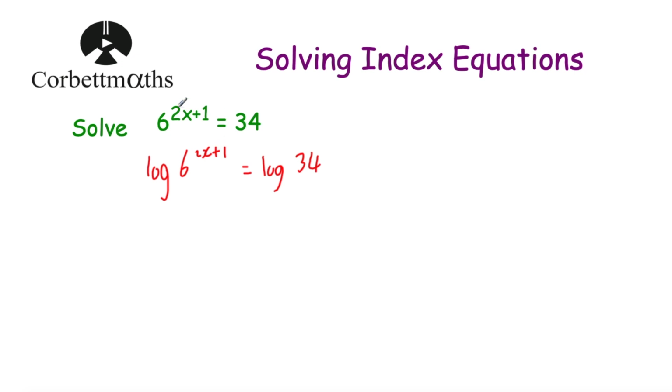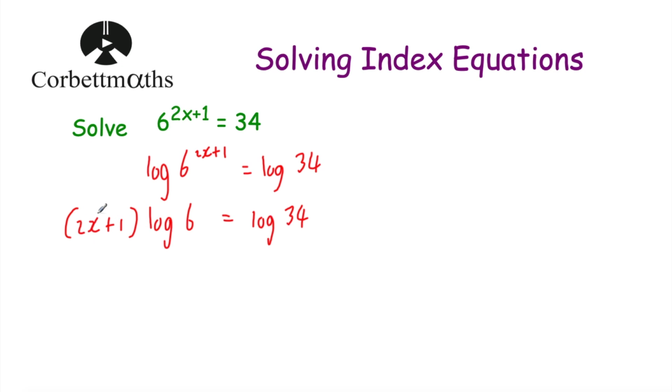Okay, now let's bring down our power. So our power is 2x plus 1. Whenever I bring this down, I'm going to put it in a bracket so that I've got, in brackets, 2x plus 1 and then log 6. So I'm bringing it down and putting it in a bracket because I don't want to mistakenly read it as 2x plus 1 times log 6. I want to make sure that I know this is the whole power multiplied by log 6. And that's equal to the log of 34. So I've just taken the logs of both sides and brought down the power, but put the power in a bracket because there's more than one term there.